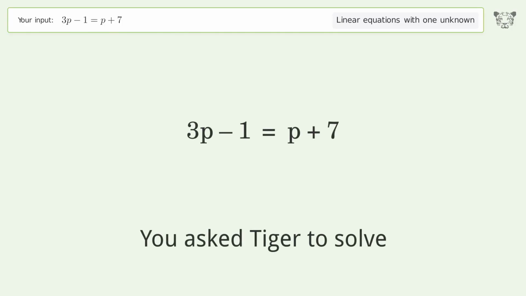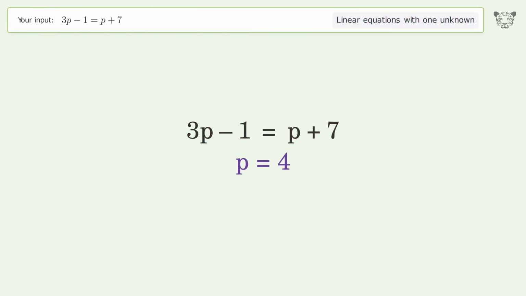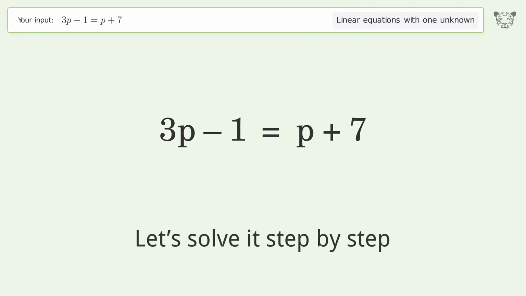You ask Tiger to solve. This deals with linear equations with one unknown. The final result is p=4. Let's solve it step by step.